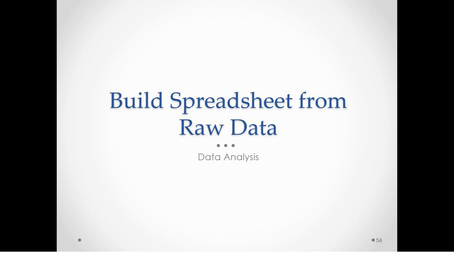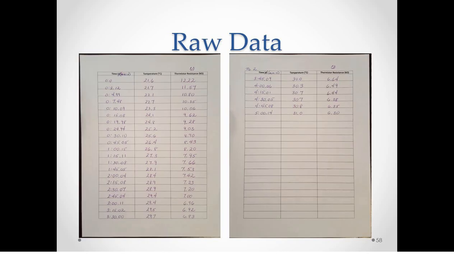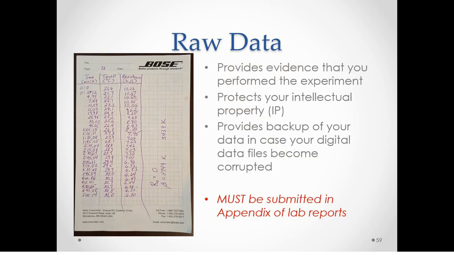So first, we're going to build a spreadsheet from raw data. You should have handwritten data sheets for both the spring experiment and the thermistor experiment. Your data collection form may have been computer generated, as you see in this slide, or it may be completely handwritten. These raw data sheets are important for a number of reasons. They provide evidence that you actually performed the experiment. They protect your intellectual property, also called IP.